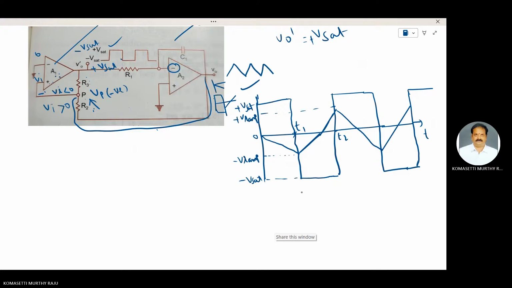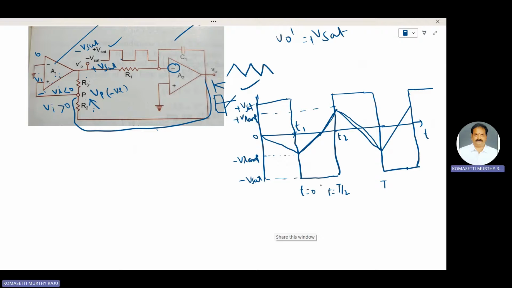Consider t equal to 0 point here, then T by 2, and T is equal to T. From T equal to 0 to T equal to T by 2, the input voltage is minus V set. This is the positive going ramp, and this one is the negative going ramp.